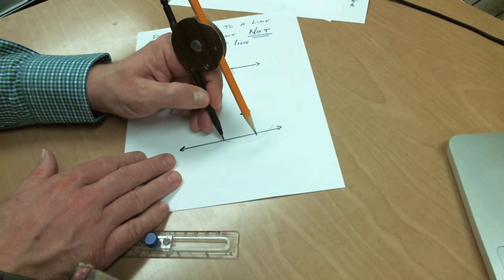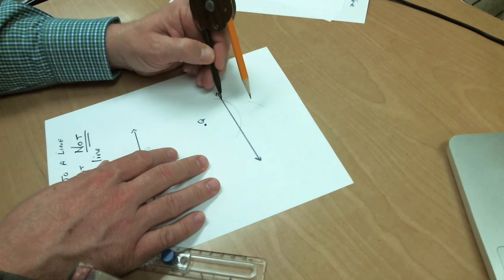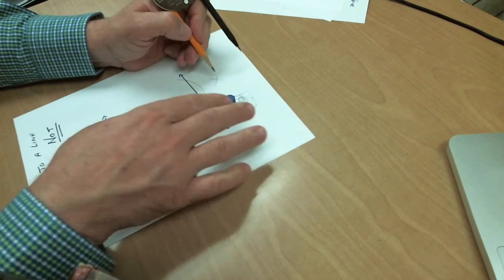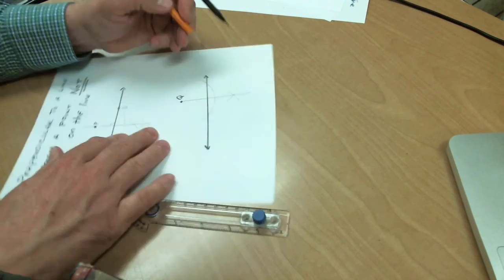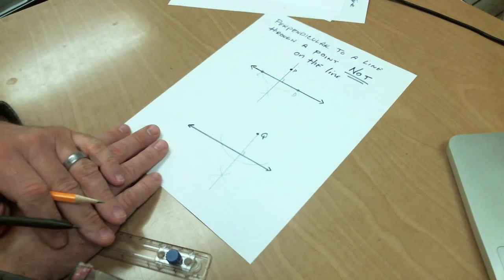Then I'm going to go down here, strike below, strike below. And there's my perpendicular through a point not on the line.